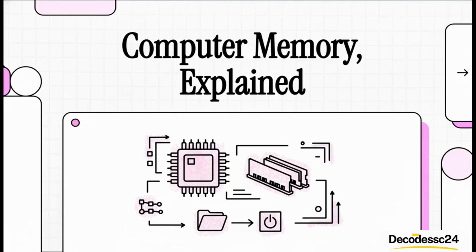You ever wonder what really happens in that tiny split second after you click on an icon? I mean, your computer's brain just springs to life, right? But here's the thing, it's not one brain. It's actually more like two. And figuring out how they work together, well, that's the secret to understanding computer memory. So let's demystify the whole thing.